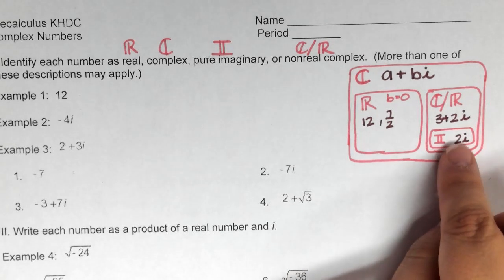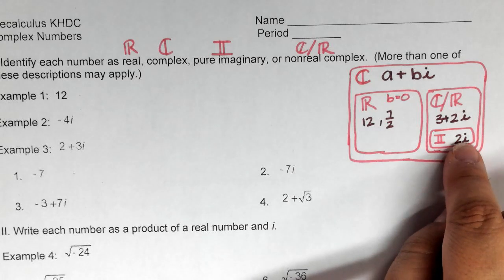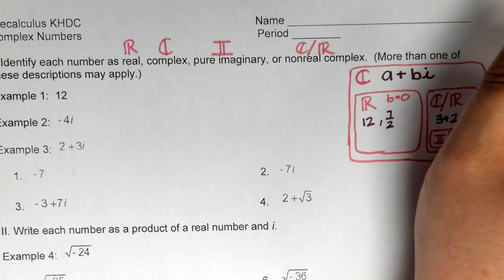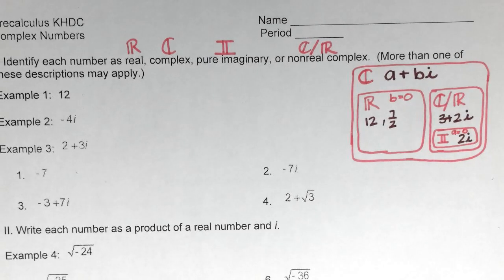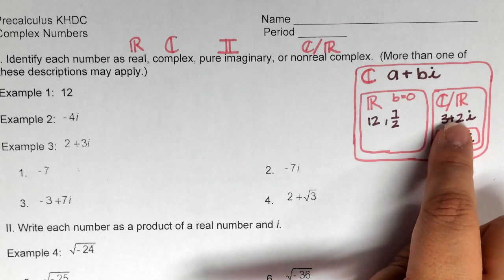What about for the pure imaginary? It just has i. It has no real part. So for this one, a is 0. And then for this one right here, neither one of them is 0.